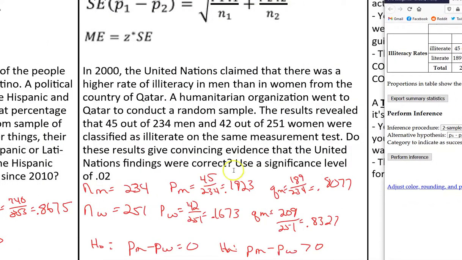Our H0, listed down here at the bottom, is that if I were to subtract them, the men minus the women, it would be 0, that they're the same. We're assuming they're the same. To try to reject H0, we have to find convincing evidence for HA, that the men would be higher than the women. Since it says in the problem higher rate, that is greater than 0. So the higher number minus the lower number would be greater than 0.